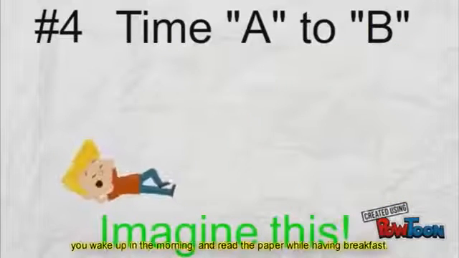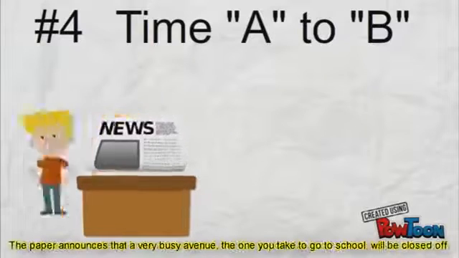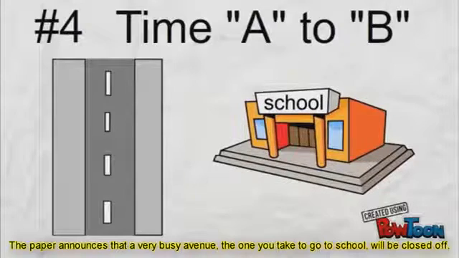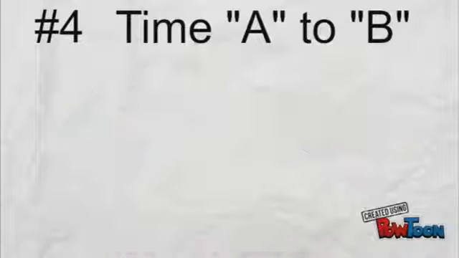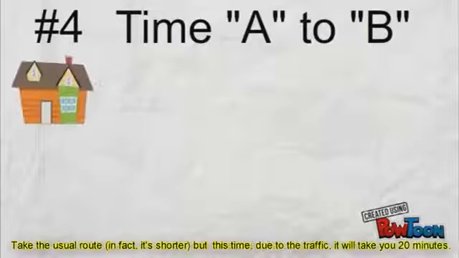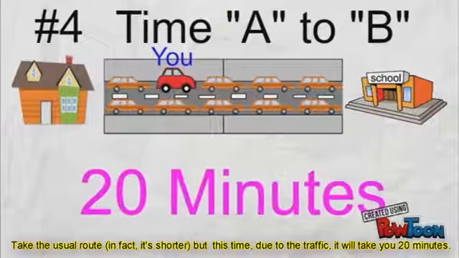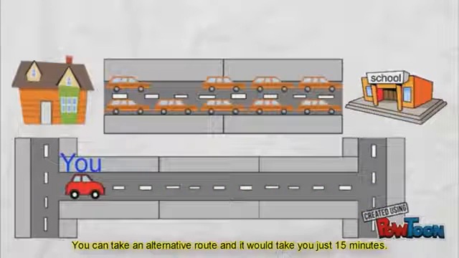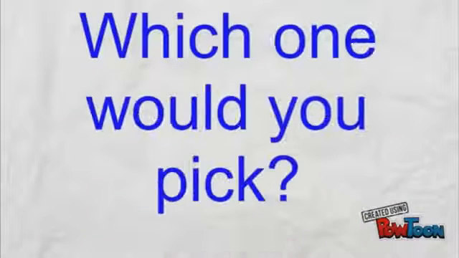Imagine this. You wake up in the morning and read the paper while having breakfast. The paper announces that a very busy avenue, the one you take to go to school, will be closed off. So you have to decide between these 2 options. Number 1. Take the usual route. In fact, it's shorter, but this time, due to the traffic, it will take you 20 minutes. Number 2. You can take an alternative route and it will take you just 15 minutes. Which one would you pick?